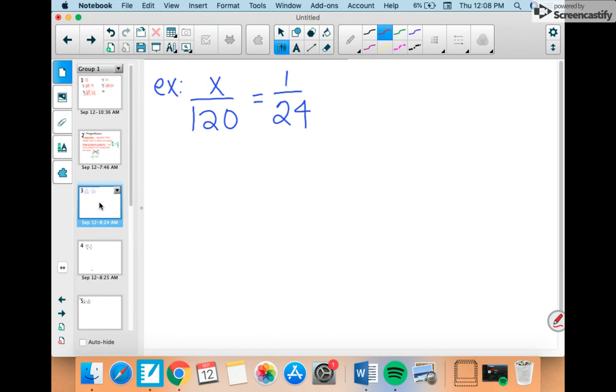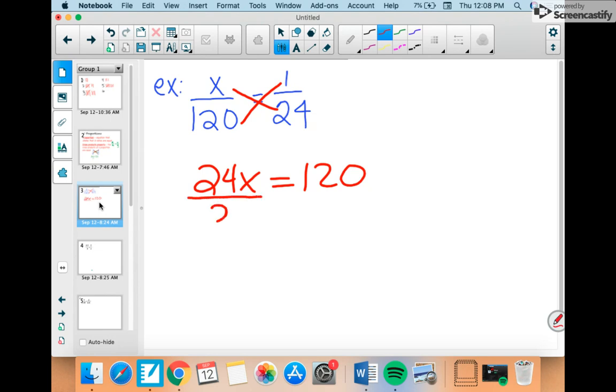The first example is X over 120 equals 1 over 24. Again, we use the cross products property. We take X times 24, which equals 24X, and then 120 times 1 is 120. Again, we're setting those equal to each other. Once we cross multiply, the fractions go away and we're just left with an equation.